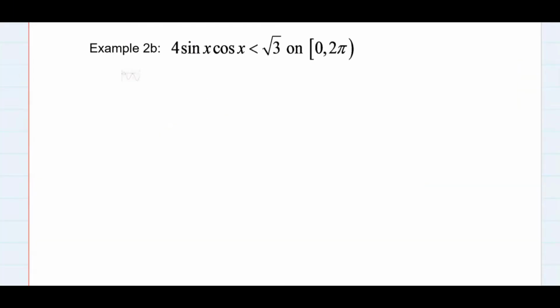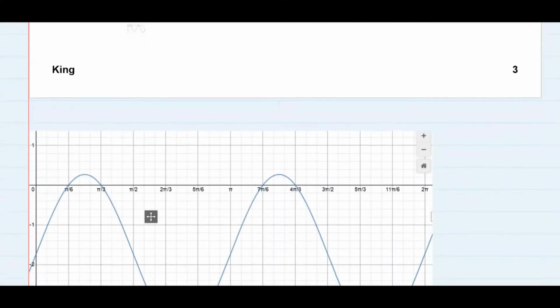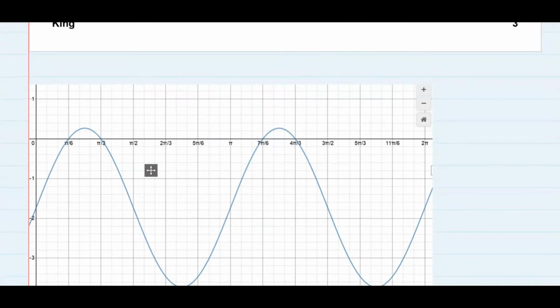We're going to solve the associated inequality 4 sine of x cosine of x is less than the square root of 3 by going to the grapher. So let's look at the graph below. What I've done is brought everything over to the left. So the function is y equals 4 sine of x cosine of x minus the square root of 3. And what I'm looking at here is that the zeros are the solutions to this equation.